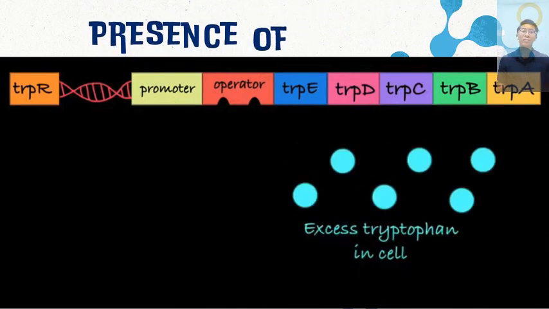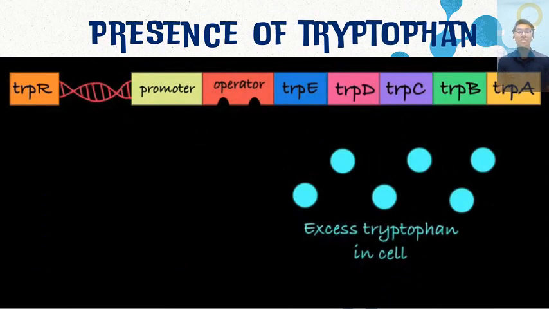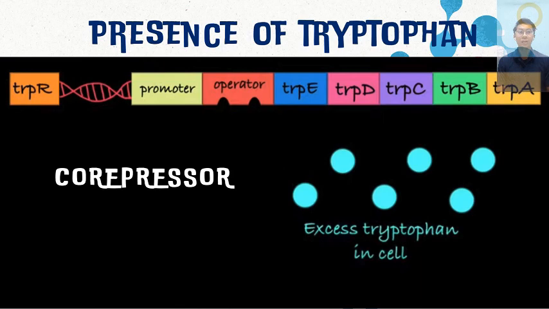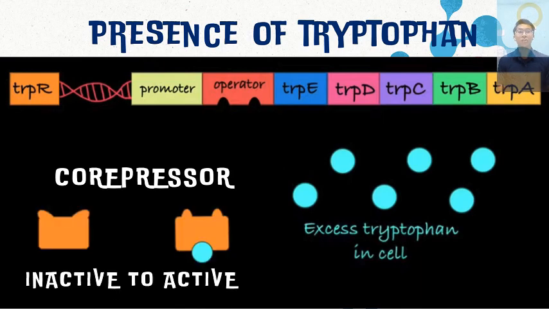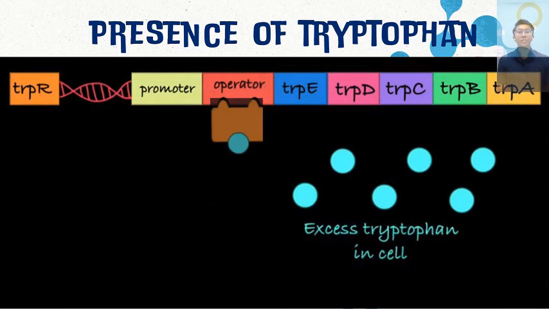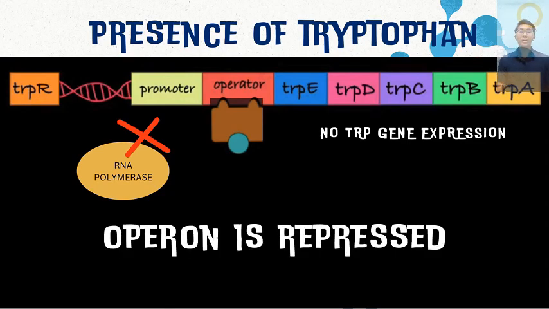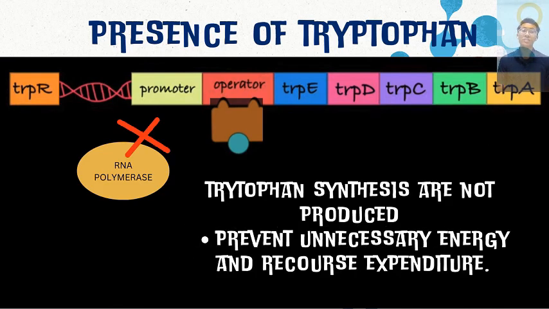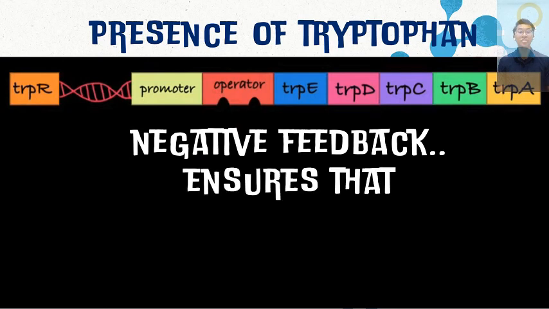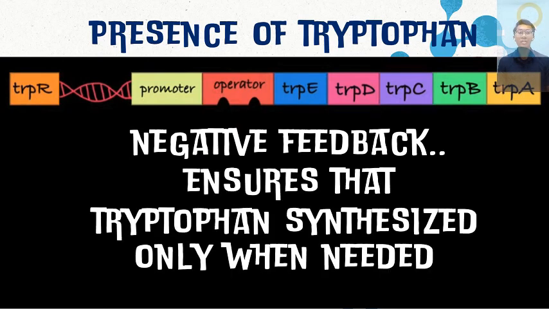However, when tryptophan levels in the cell are high, tryptophan acts as a co-repressor by binding to the repressor protein. This binding activates the repressor, causing it to change shape and enabling it to bind to the operator region on the DNA. When the active repressor binds to the operator, it blocks RNA polymerase from transcribing the structural genes. So that means this operon is repressed. As a result, the enzymes required for tryptophan synthesis are not produced, preventing unnecessary energy and resource expenditure. This negative feedback mechanism ensures that tryptophan is synthesized only when needed.